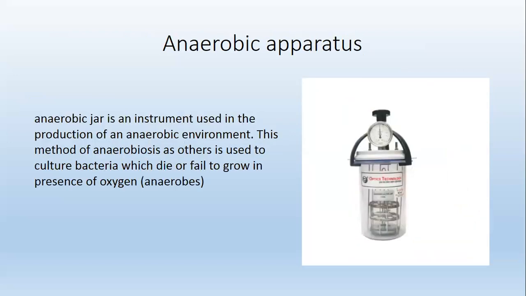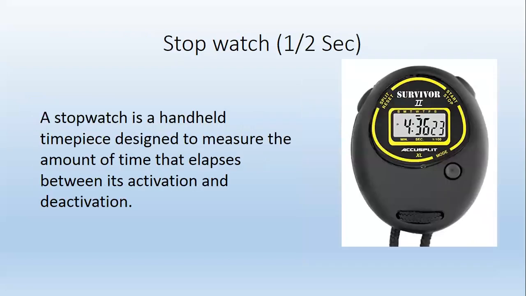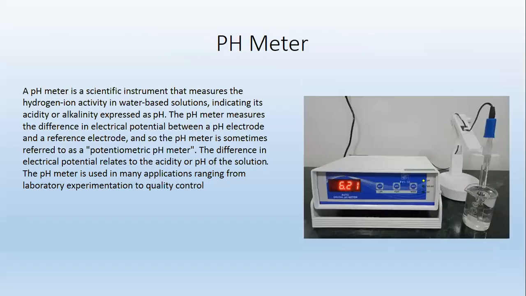Next is anaerobic apparatus. Anaerobic apparatus or anaerobic jar is an instrument used in the production of an anaerobic environment. This method of anaerobiosis is used to culture bacteria which die or fail to grow in presence of oxygen. Next is a stopwatch. A stopwatch is a handheld timepiece designed to measure the amount of time that elapses between its activation and deactivation. Now, next is pH meter.